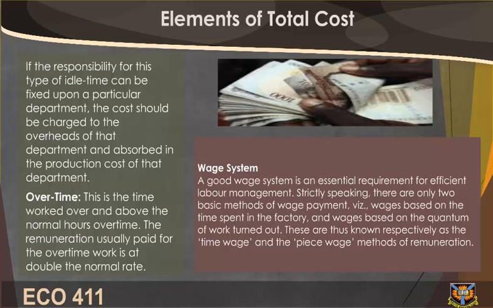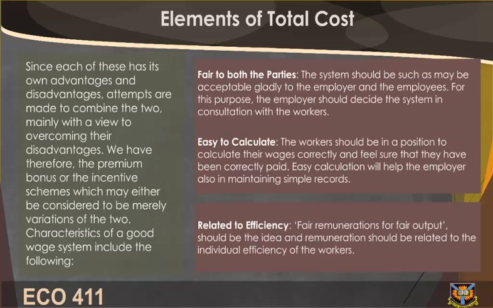Wage system. A good wage system is an essential requirement for efficient labor management. Strictly speaking, there are only 2 basic methods of wage payment, viz., wages based on the time spent in the factory and wages based on the quantum of work turned out. These are thus known respectively as the time wage and the piece wage methods of remuneration.